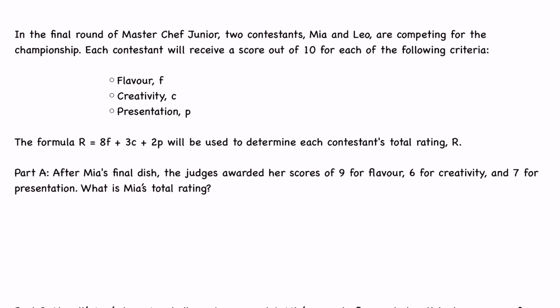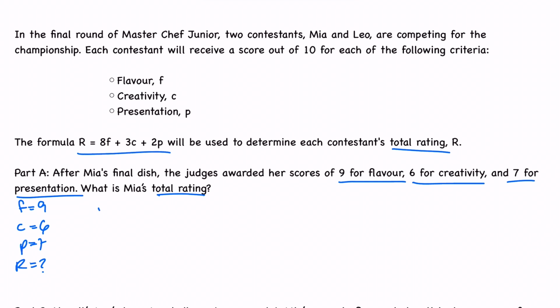R. So part A. After Mia's final dish, the judges awarded her scores of 9 for flavor, 6 for creativity, and 7 for presentation. What is Mia's total rating? So first let's write down what we know. She got a 9 for flavor, so F is equal to 9. She got a 6 for creativity, so C is equal to 6. And she got a 7 for presentation, so P is equal to 7. We want to know her total rating, and we know total rating is equal to R. So R is what we don't know, but we do know the equation for R is this, so we can write that down.